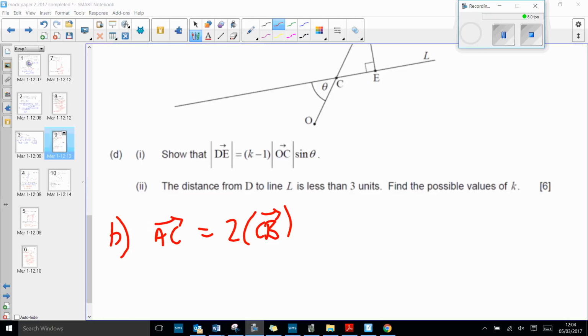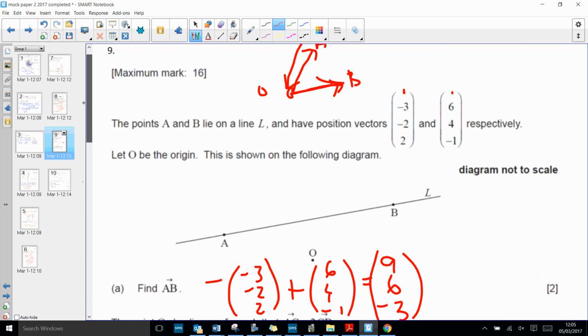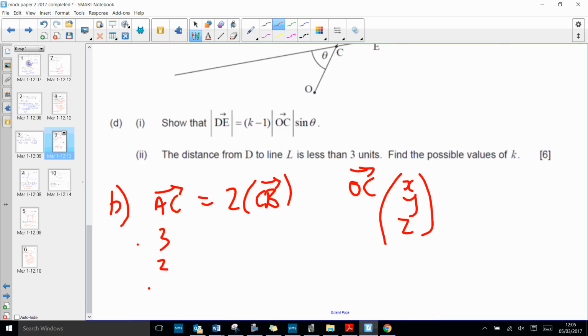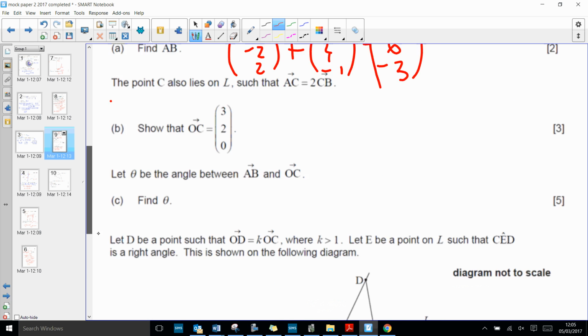Well, let's imagine that the position vector for C is X, Y, Z. In other words, O to C. So from A to C would be minus A, so that's 3, negative 2, 2, plus X, Y, Z, and that should be equal to 2 lots of negative X, negative Y, negative Z, plus, this should be a big bracket, plus B, which is 6, 4, negative 1.